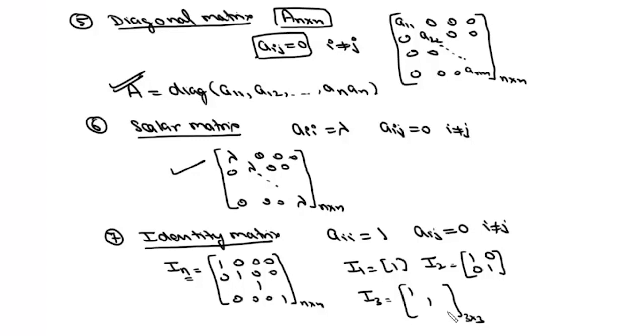We have 3 diagonal elements, 1, 1, 1, and then all the remaining elements are 0. So we call them an identity matrix.